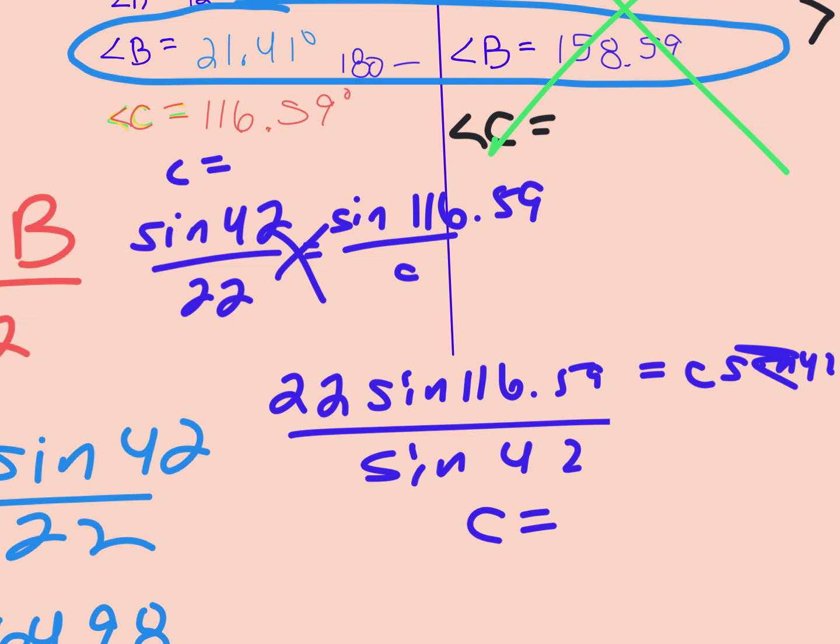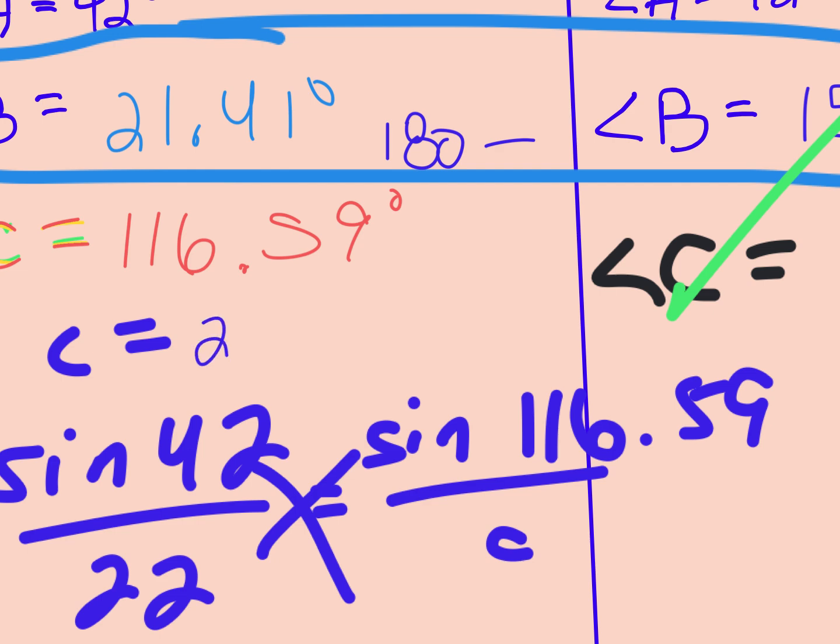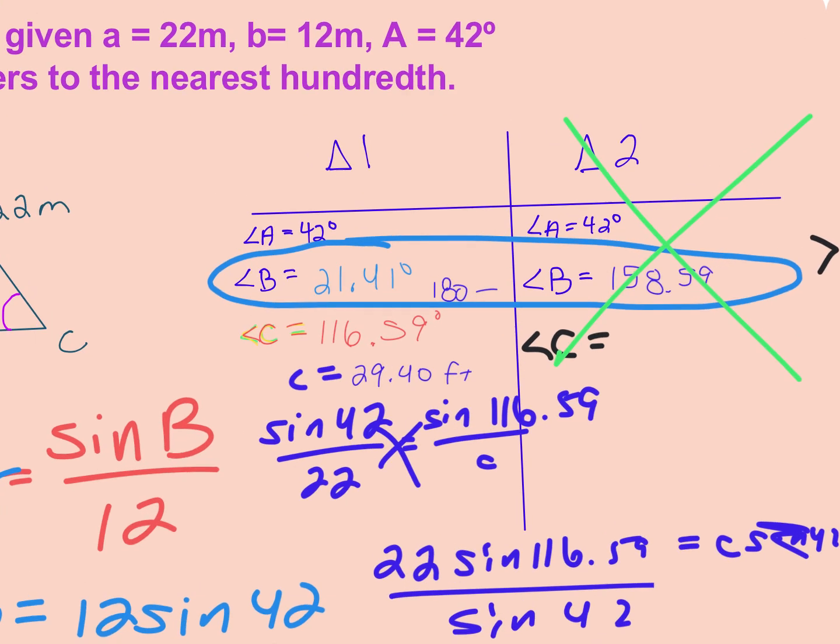22 times the sine of 116.59 divided by sine 42. How long is side C? 29.40. We're talking about feet. There you go.